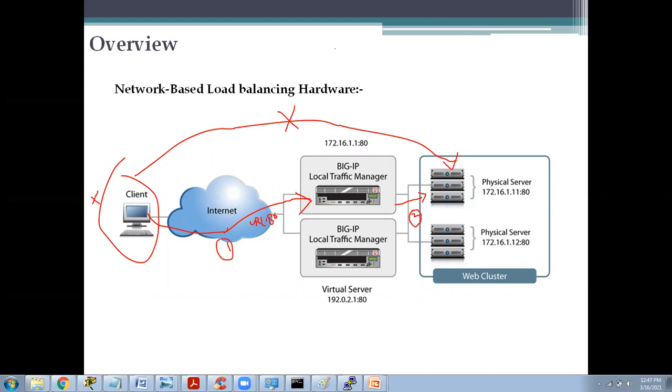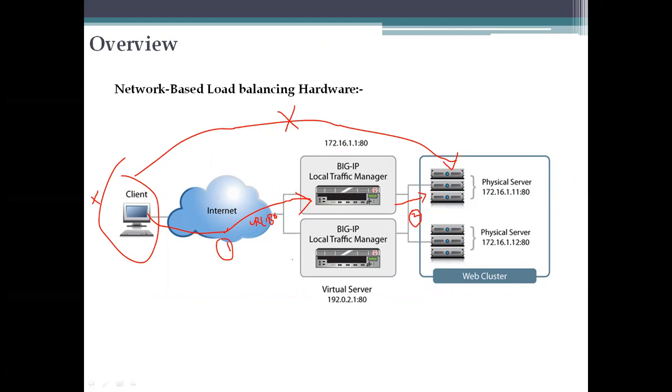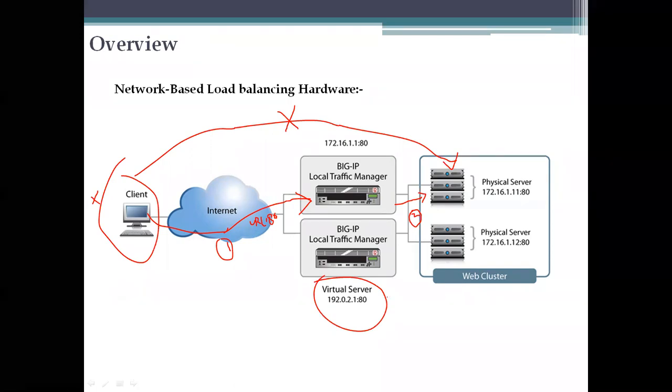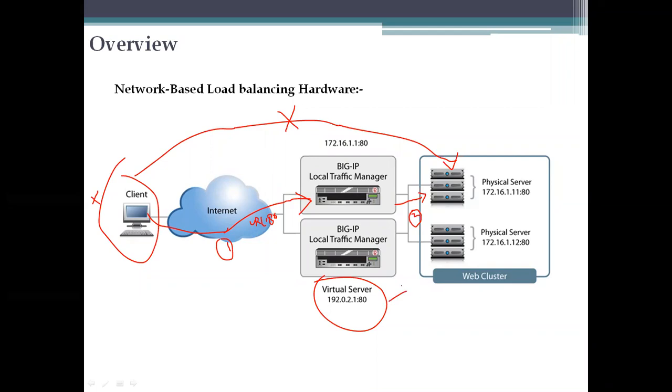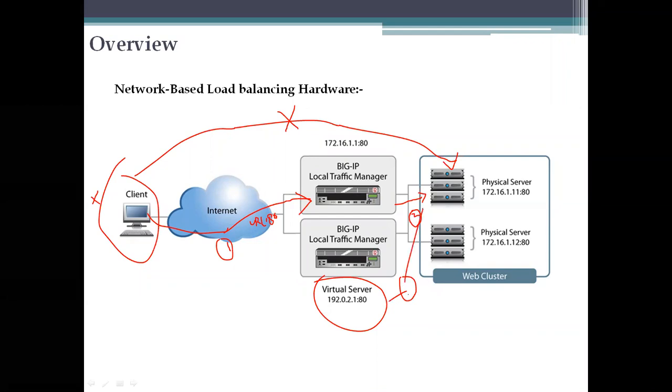So there are two connections. One connection is from the user to F5, then F5 to the backend server. From the user end, he will hit the virtual server, and the virtual server, as we discussed yesterday, will bind to a pool. Under that pool there will be multiple servers, multiple nodes. We will see that. So this is how the network-based hardware load balancer works.